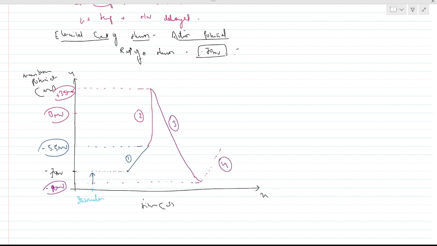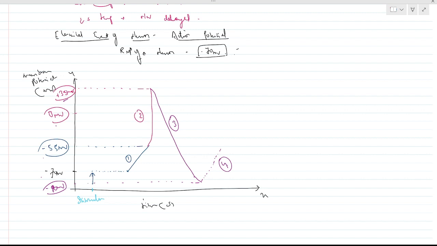Okay, the first phase from minus 70 to minus 55. Once minus 55 is reached, the second phase starts, crossing the 0 millivolt to plus 35 millivolt. Reaching plus 35, it goes back to minus 90 millivolt, crossing the minus 70 millivolt barrier, and then from the minus 90 millivolt slowly getting back up, which is the fourth phase.